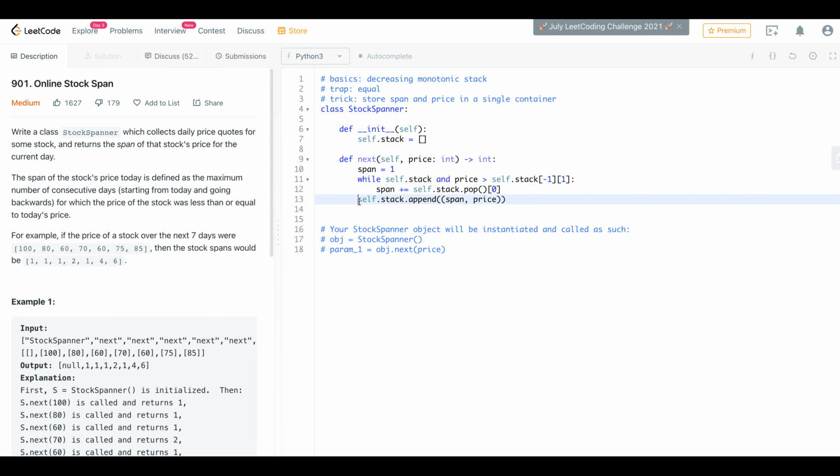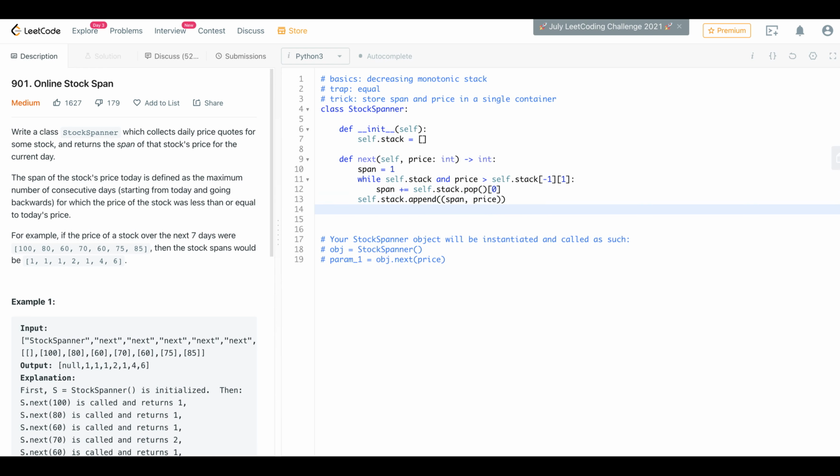So this is the interesting part of this question. Usually when you do a monotonic stack, you only store one value, but for this question, you need to store both of them so that you can spare another data structure.